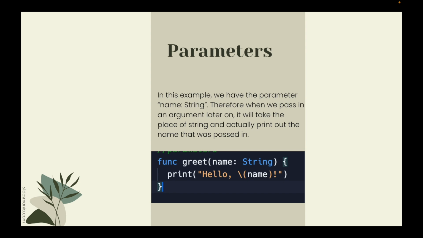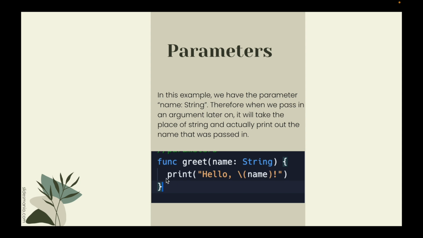So here the parentheses have played a role. Inside it, we put name and then colon and then string with an uppercase S. The string indicates what data type the function is expecting. And later on, when we pass in an argument, if we put in an integer, it will give us an error because the program was expecting a string.